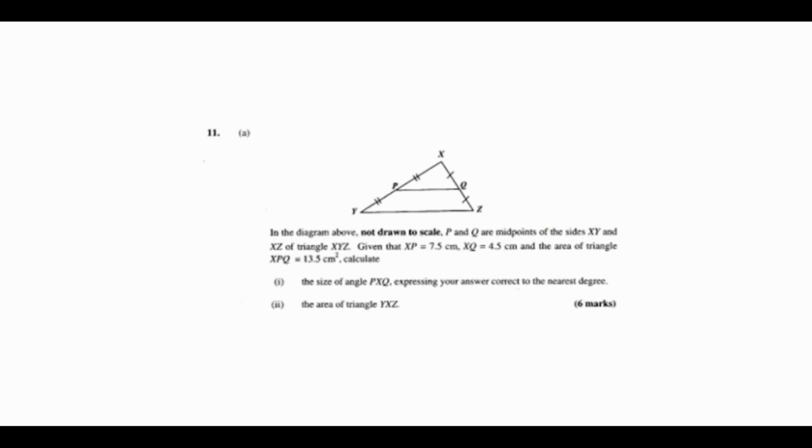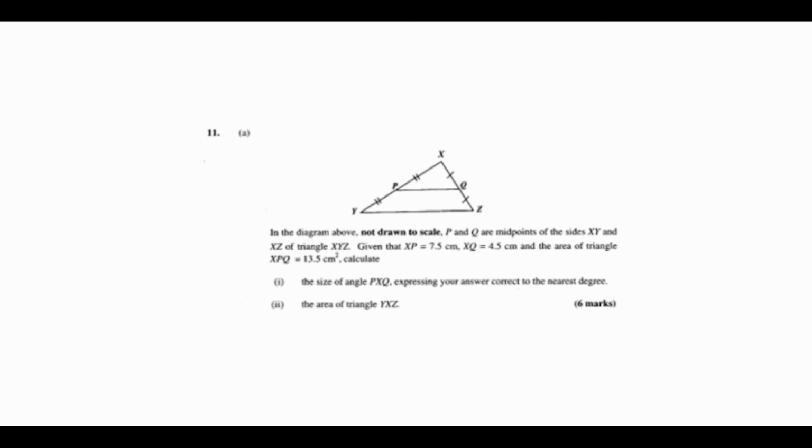So they say in the diagram above, not drawn to scale, because you know people like to go measuring lines like it will help them. P and Q are midpoints of the sides XY and XZ of triangle XYZ. Given that XP is 7.5, XQ is 4.5, and the area of the triangle XPQ is 13.5 cm squared, calculate first the size of angle PXQ, expressing your answer correct to the nearest degree, and then they want the area of triangle XYZ.